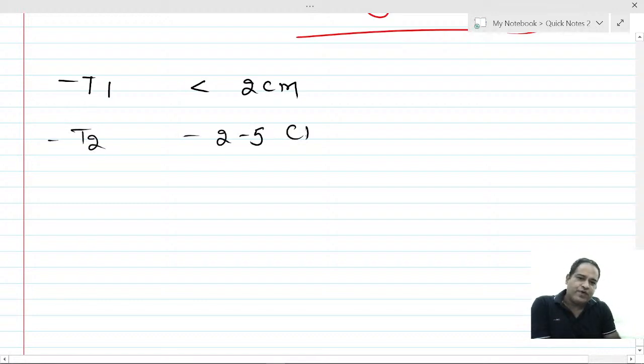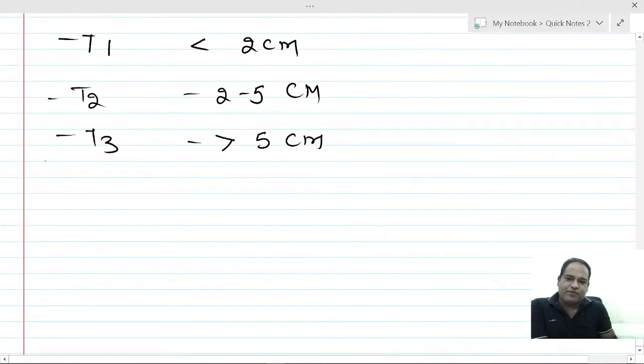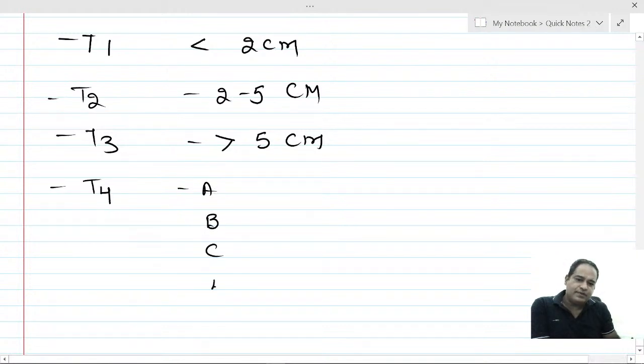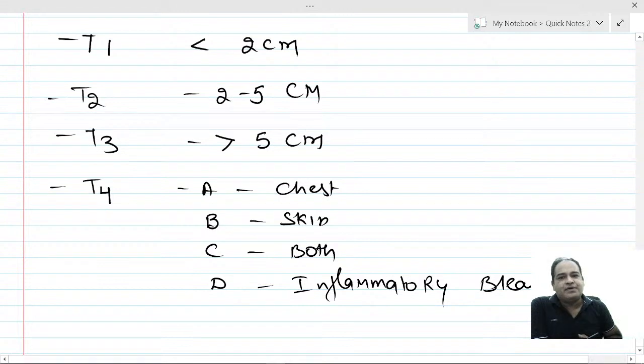T2, 2 to 5 centimeter in size. T3, more than 5 centimeter in size. T4, A, B, C, D. T4A, when chest wall is involved. When skin is involved, and when both are involved, this is inflammatory breast carcinoma. This is the T staging.